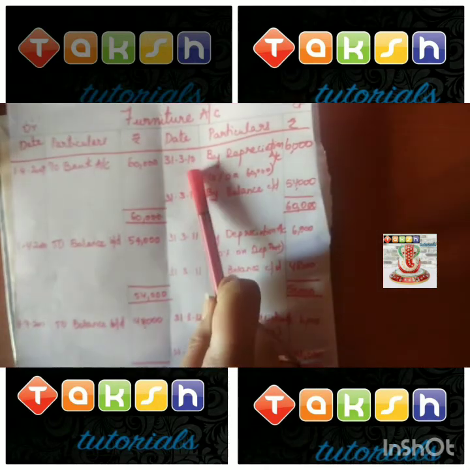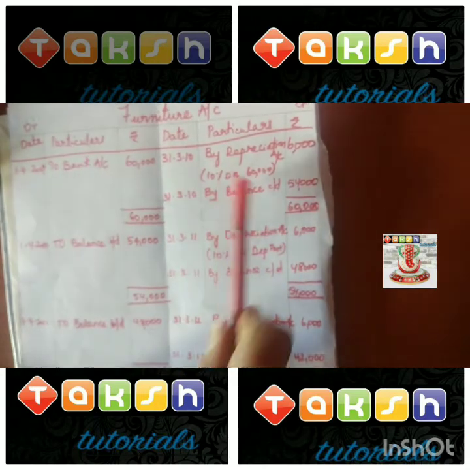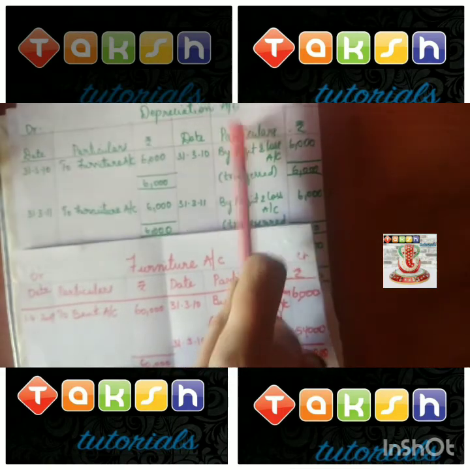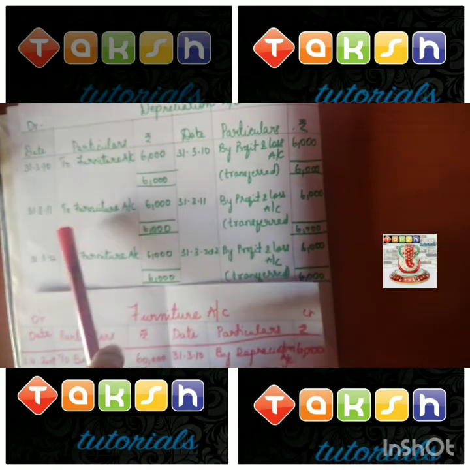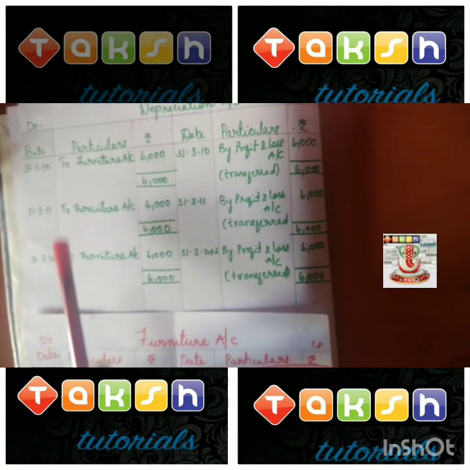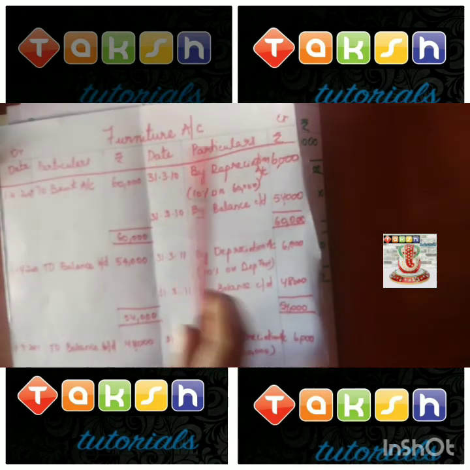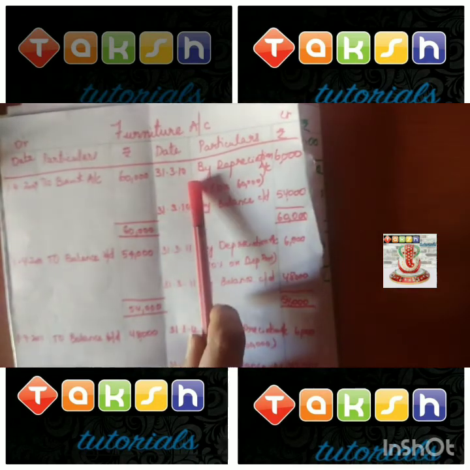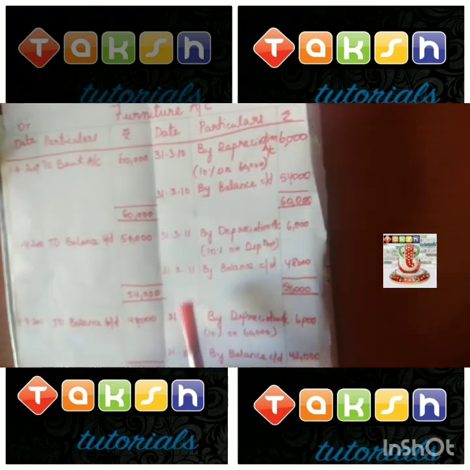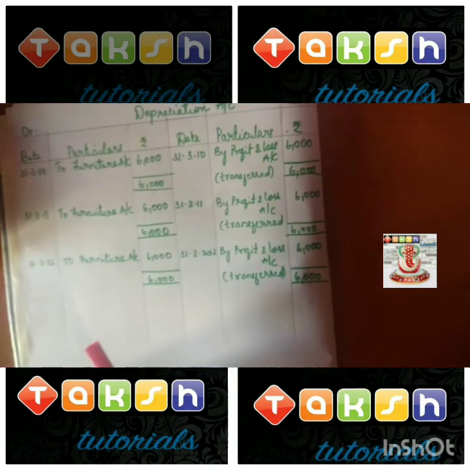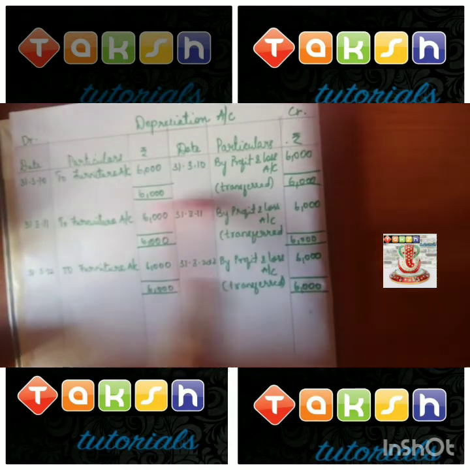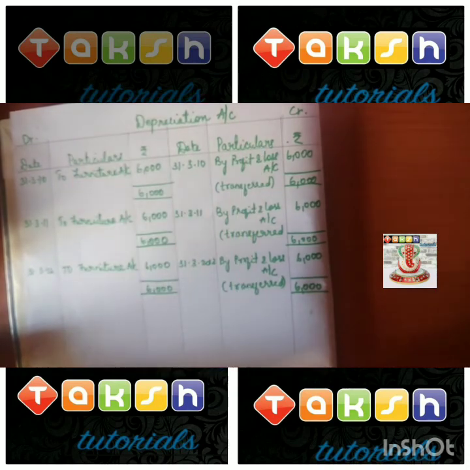The date will remain the same. The depreciation amount, whatever you are taking in the depreciation account, the date will remain the same. See, 31st, to furniture. So it is 2010, 11, 12. So even in the furniture account also, we have taken 31st/3/2010, 31st/3/2011, 31st/3/2012. So the date will remain the same, amount will remain the same. And this is how you have to pass the entries in the depreciation account.